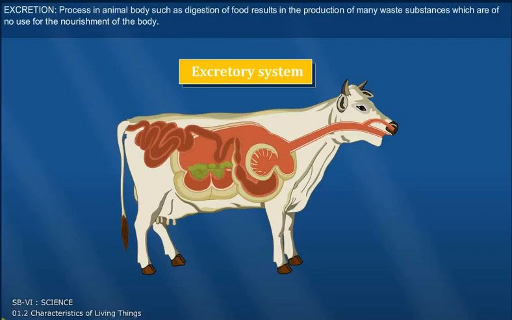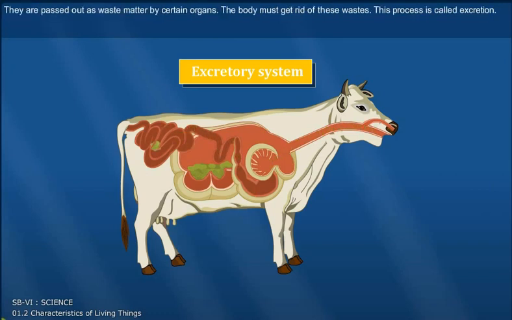Excretion. Processes in the animal body, such as digestion of food, result in the production of many waste substances which are of no use for the nourishment of the body. They are passed out as waste matter by certain organs. The body must get rid of these wastes. This process is called excretion.